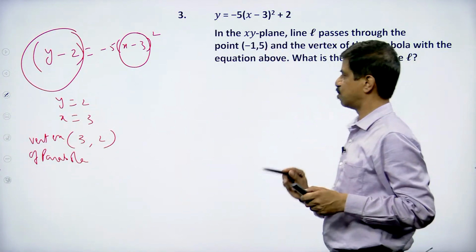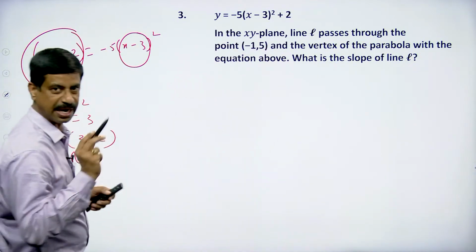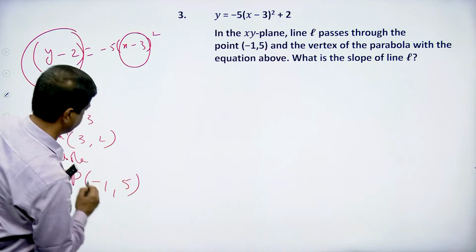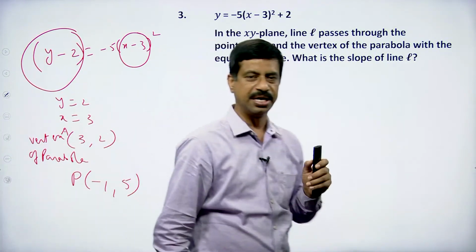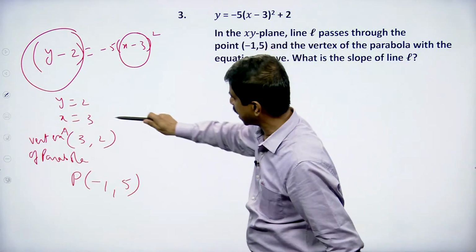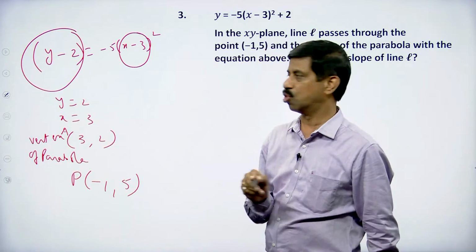And the other point is what? Minus 1 comma 5. So vertex generally it is denoted by A, children. Point P is (minus 1, 5). He is asking you to find out the slope of L because this line L is passing through these 2 points.